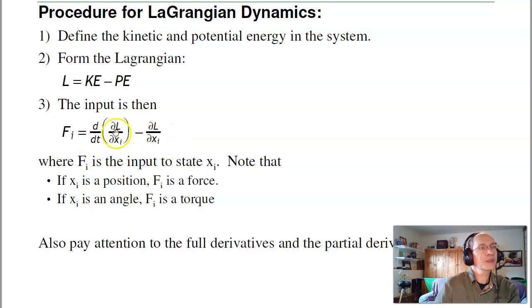And this goes for every energy state. If x is the position, this will be the force on mass 1. If x is 2, force on mass 2, and so on. If x is a rotation, an angle, then this is actually torque. Now when you do this, you've got to pay attention to the full derivatives and partial derivatives. Again, they're different.